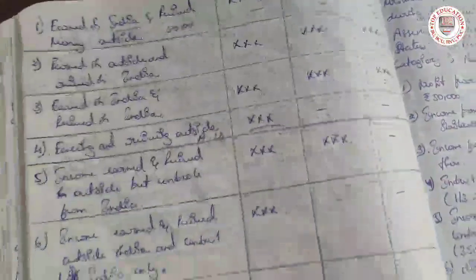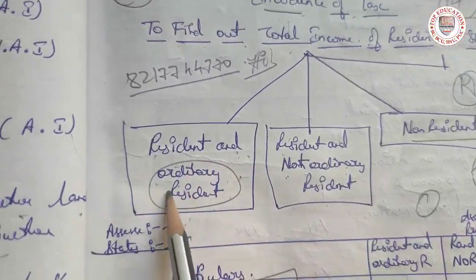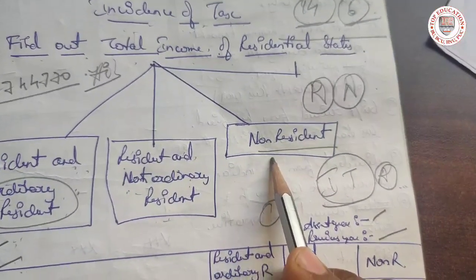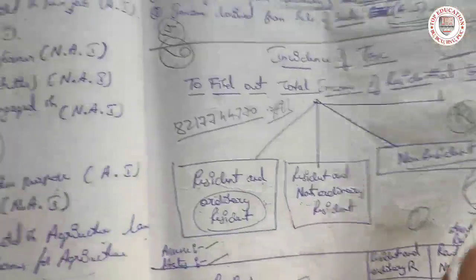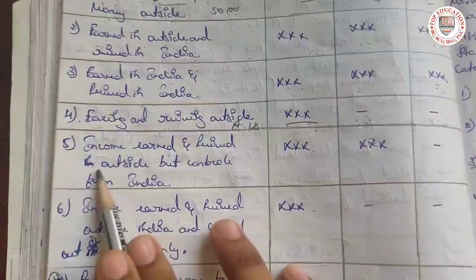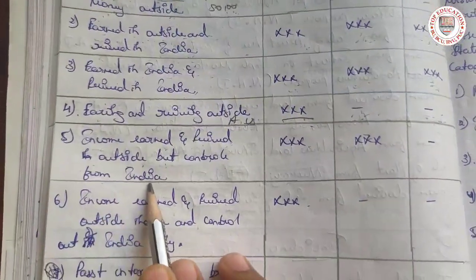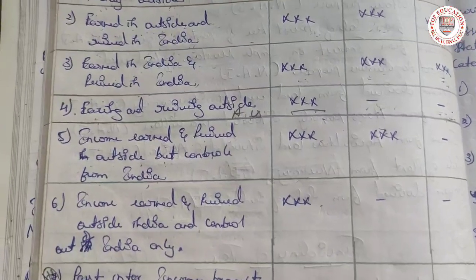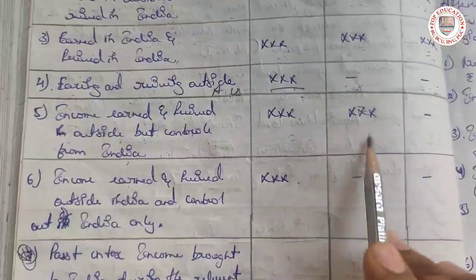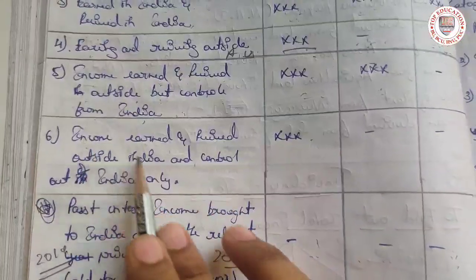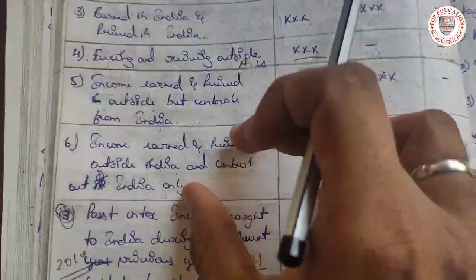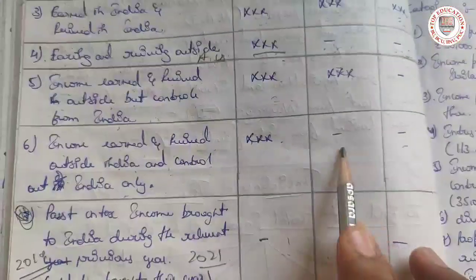What are these 3 columns? They are resident and ordinarily resident, resident and not ordinarily resident, and of course non-resident. Income earned and received outside India but controlled from India is taxable for 2, and the last is dash. Income earned and received outside India and controlled outside only is taxable for only 1, and the other 2 are dash.